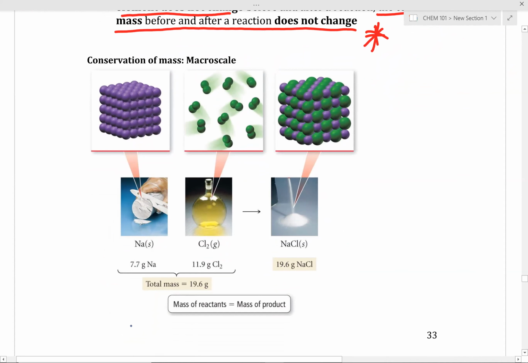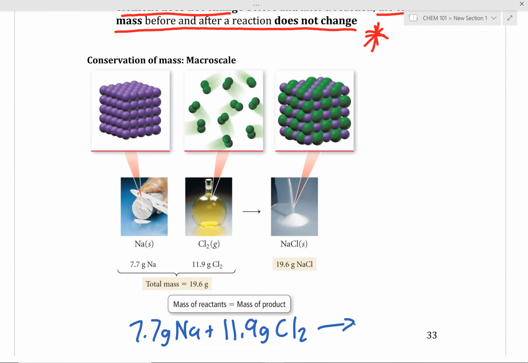So in this process, we're taking 7.7 grams of sodium and reacting it with 11.9 grams of chlorine. Now, at the end of this process, we isolate, or we attempt to isolate, very close to 19.6 grams of sodium chloride. This, of course, is an extraordinarily efficient and high-yielding reaction, so we can really start to see and observe conservation of mass in practice.